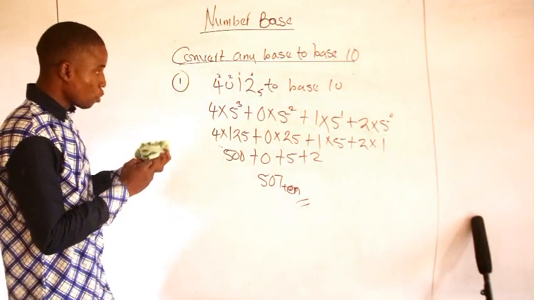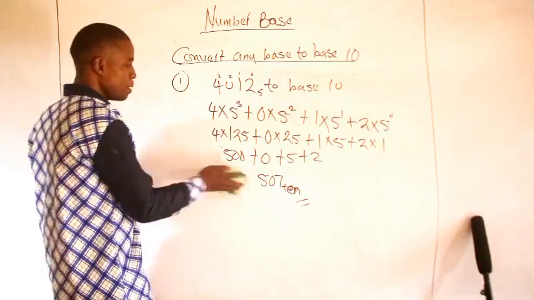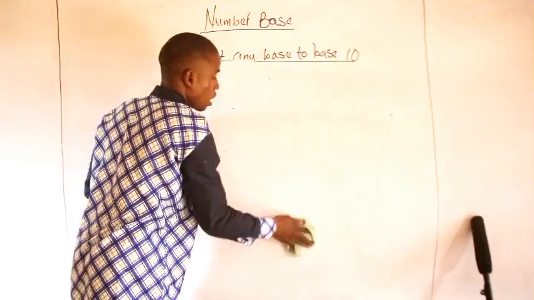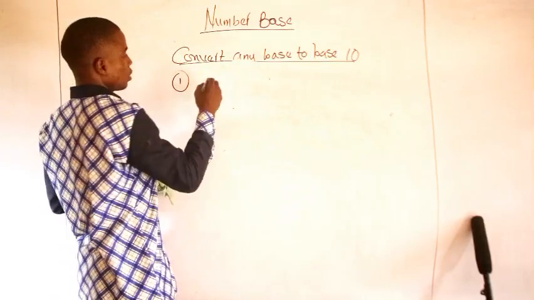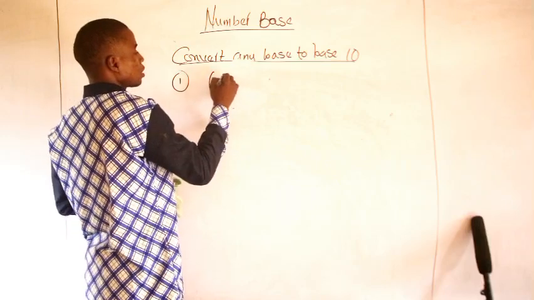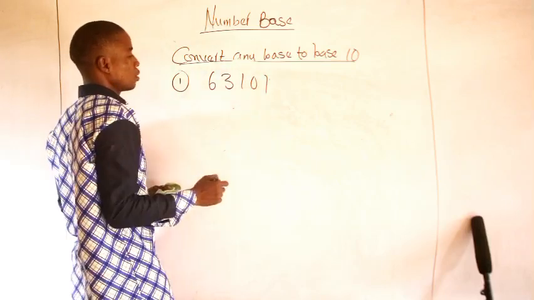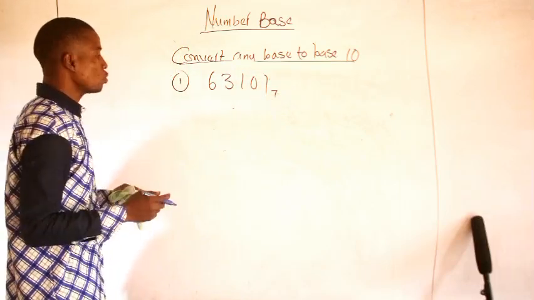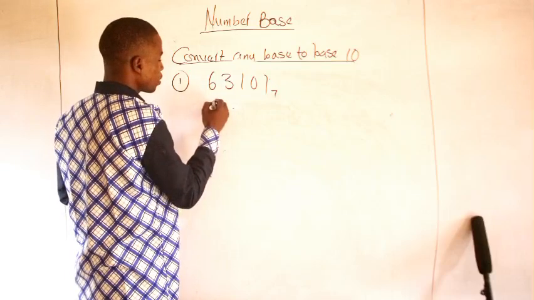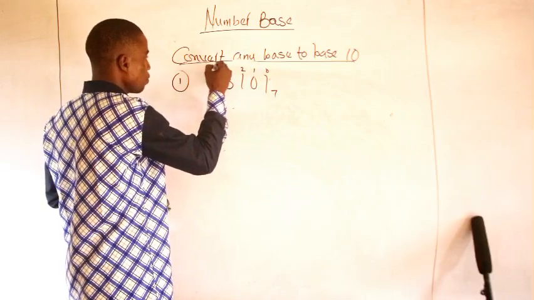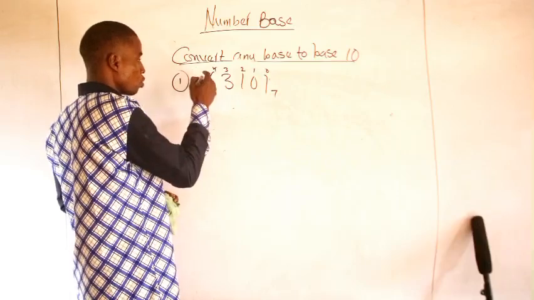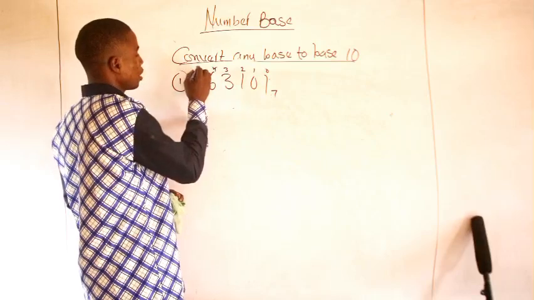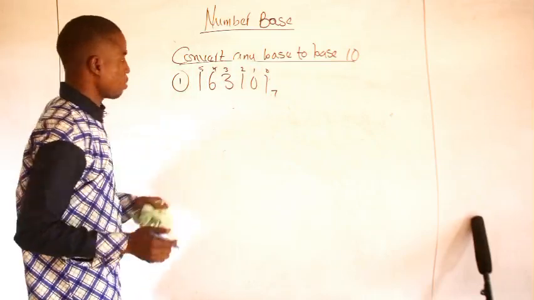Now let us look at another one. Very, very simple as ABC. Let us look at another one. We are looking at one after the other. We are looking at 6, 3, 1, 0, 1. Base 7. We have base 7. How can we do this? This one will be 0, 1, 2, 3, 4. Even let us put it more. Like 1, 6, 3, 1, 0, 1. Let me put 5 with it so that you can understand more and more.